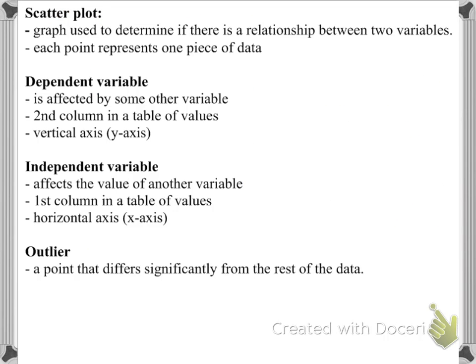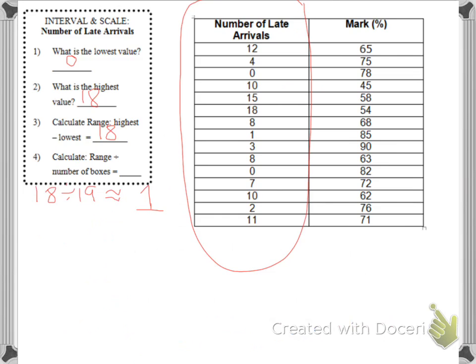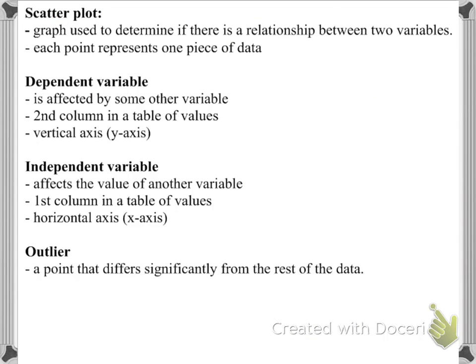Okay, and afterwards on the back you'll notice just a list of vocabulary. What is a scatter plot? What is a dependent variable, and some notes on it? What's an independent variable, and some notes on it? And what's an outlier? And that would be a point that differs significantly from the rest of the data. So I'm going to ask you to consider, if I try to find trends, are there any points that differ significantly from the rest of the data? Okay, and then there's a few questions to follow that we'll try together.